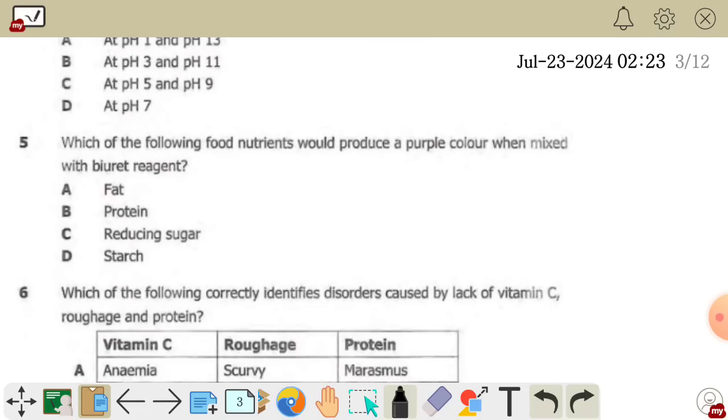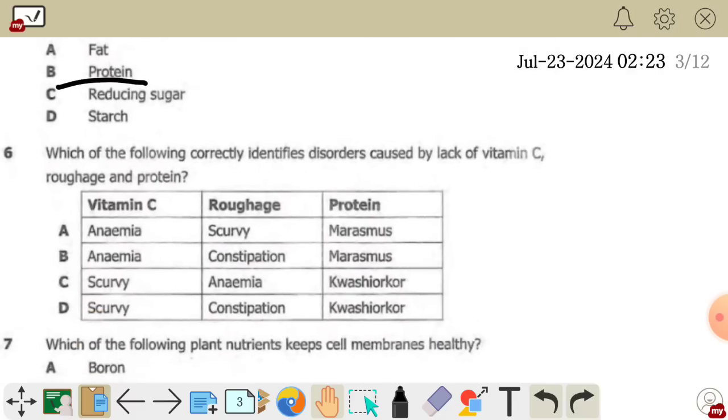For starch, we use iodine solution, and the positive result, the starch will turn blue-black. But for protein, we use the biuret test, and the positive result is purple. So the correct answer for question 5 is B. Question 6.